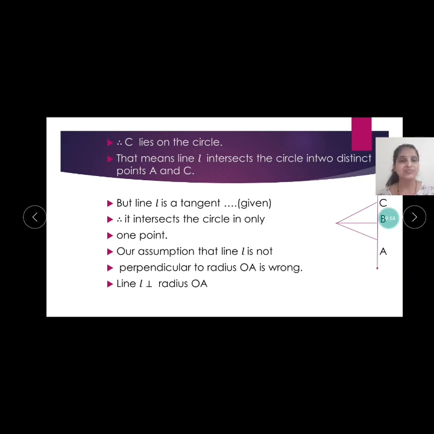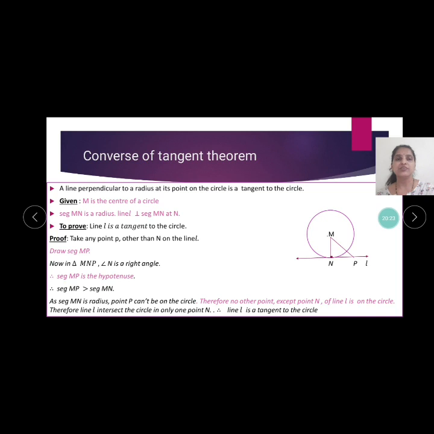So what was our assumption? Our assumption that line L is not perpendicular to the radius OA is wrong. So line L is perpendicular to the radius OA. This is our proof. Next is the converse of the tangent theorem. In that, a line perpendicular is given to us, and we have to prove that line L is a tangent at point N to the circle.